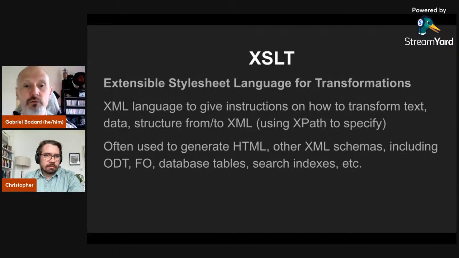But it's very often used also to generate HTML, which, as we've said, is a version of XML. But also things like ODT, which is the language behind the XML language behind OpenOffice documents, which can therefore be saved as Microsoft Word documents. FO, which is formatting objects, which is used to create things like PDFs and other very much print-ready sort of displays of things.